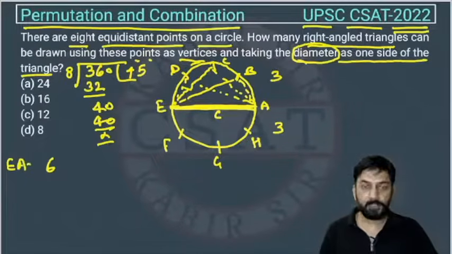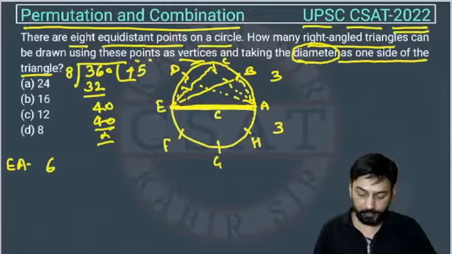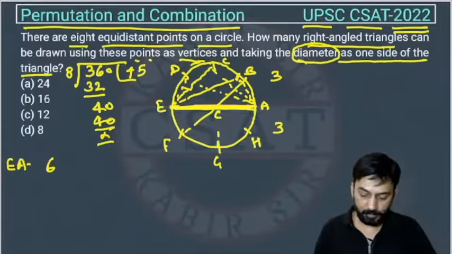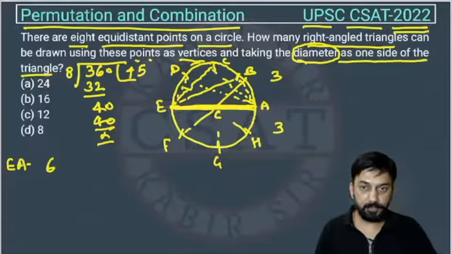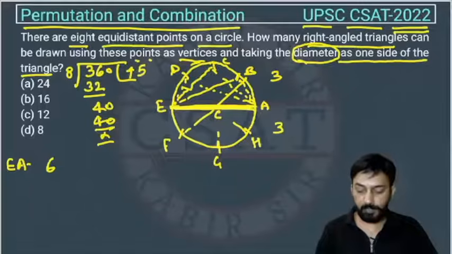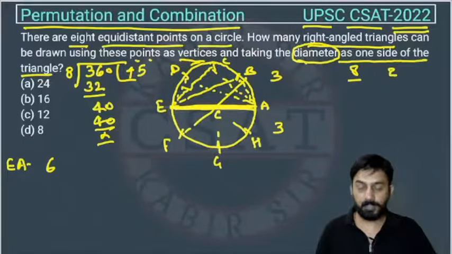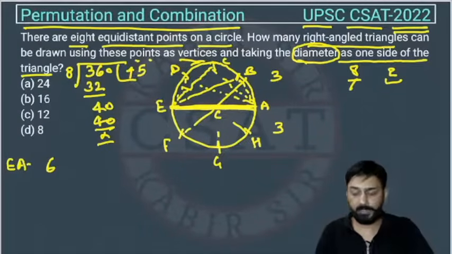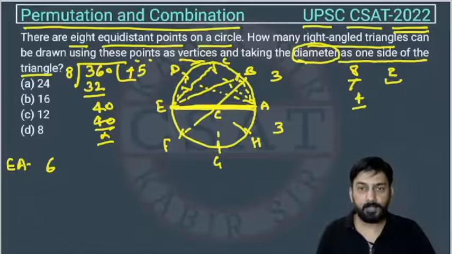Now we check how many diameters we can have. One can be this one, 2, one can be this one, 3, and one can be this one, 4. If we come here, again this is the same, EA or AE, both are the same. Because we have a total of 8 points, and with 2 points we make one diameter, out of these 8 we can have 4 diameters.